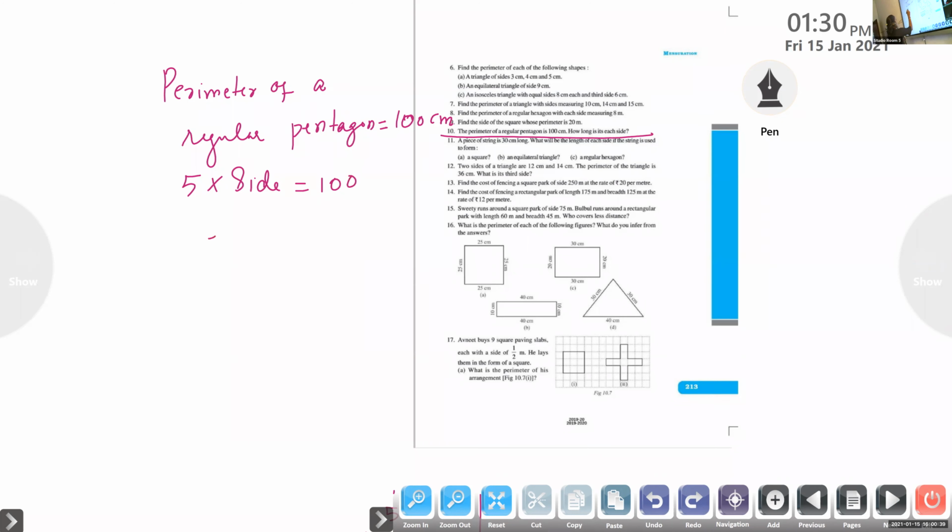What is that? 20. Ma'am, 20. Side equal to, I'll write it, 20. 100 by 5. Reverse operation. Multiplication, when you find the answer, it will become division. So it is 20 centimeter.